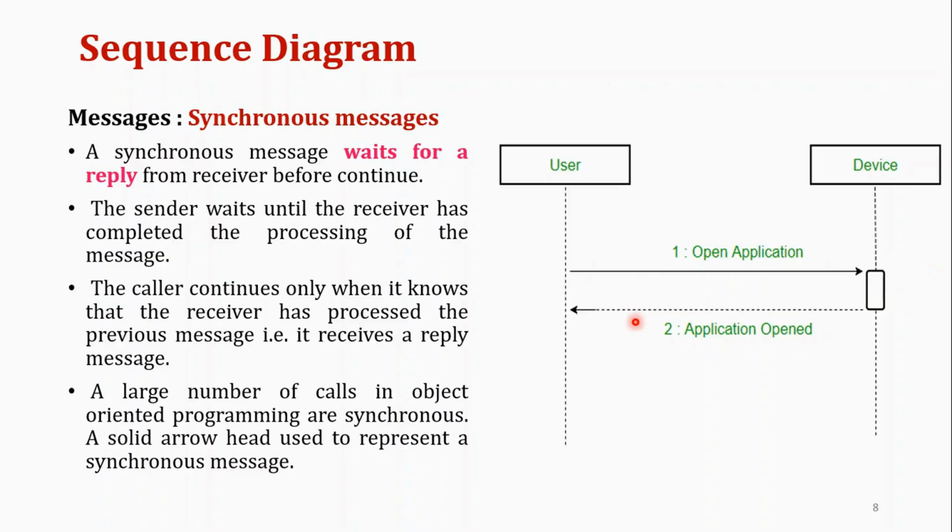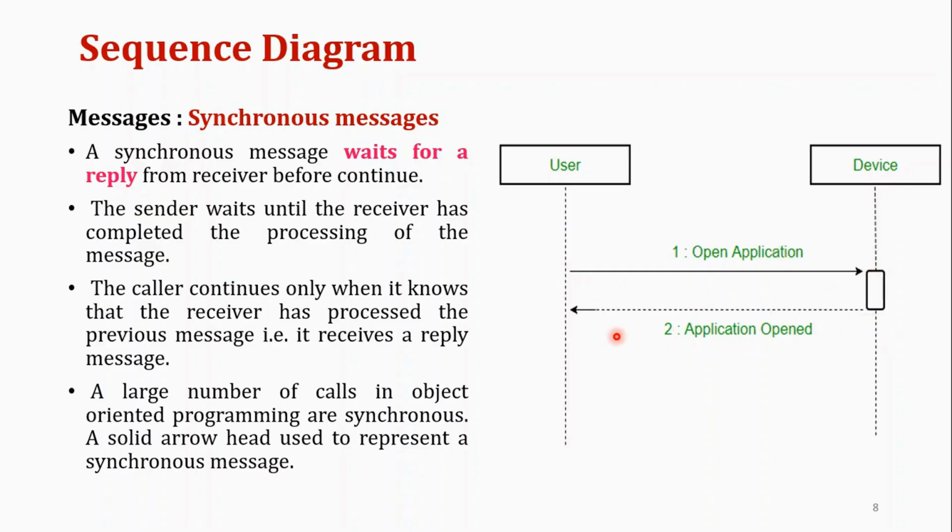This type of message is very common in object-oriented programming. It is represented using a solid line and a dashed line with the arrow overlap. An example could be a student submitting the register number or username and password for logging in, and after verification it gives the response.